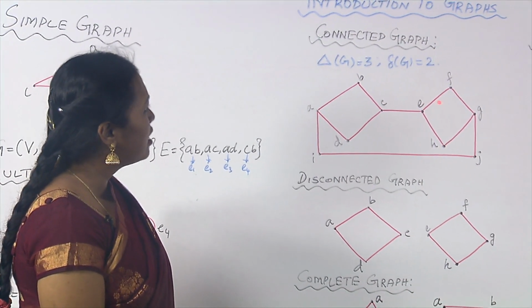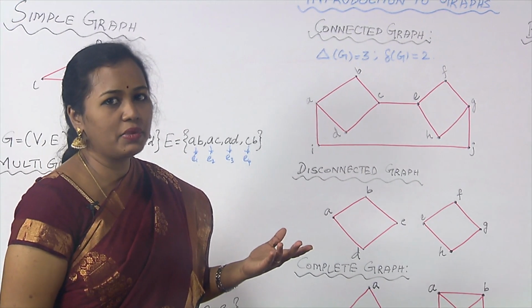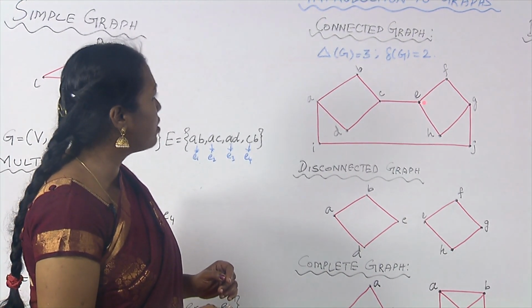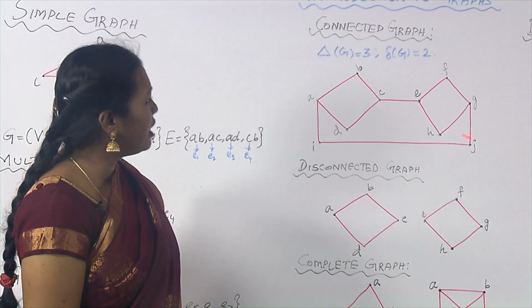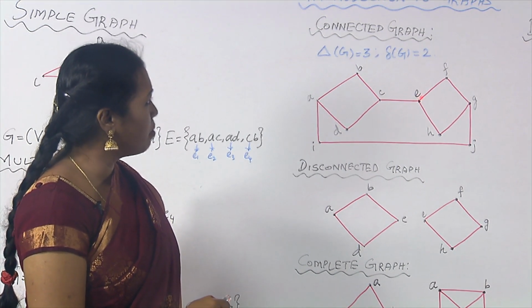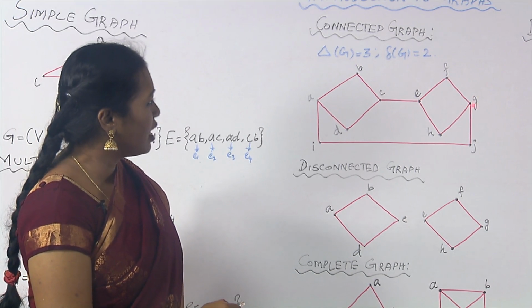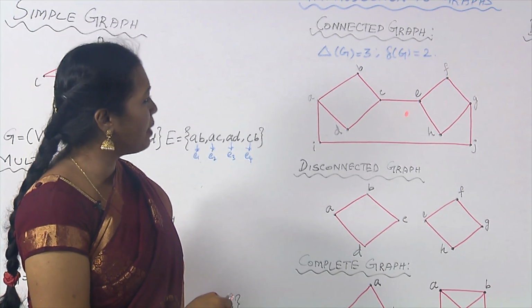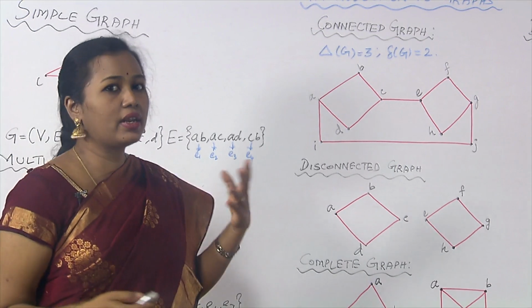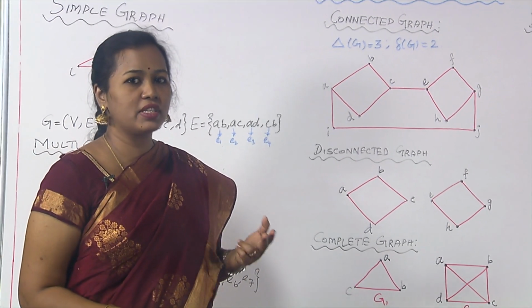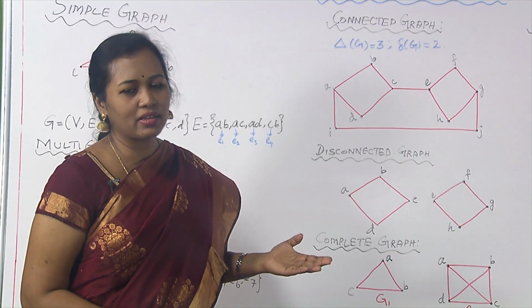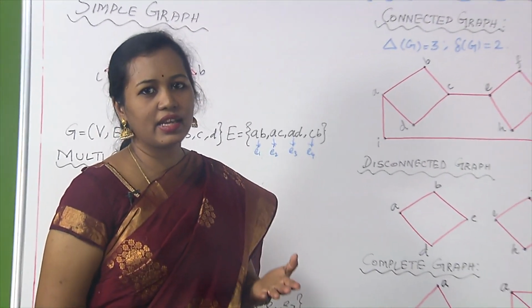Let me randomly choose, let us say, I need a path between E and J. So, from E, is there a path to J? Yes, because I can go from E to F, F to G and then G to J. Obviously, there is a path between E and J. So, you can randomly choose any two vertices, and between every pair of vertices you will be able to find a path. That is the example of a connected graph.